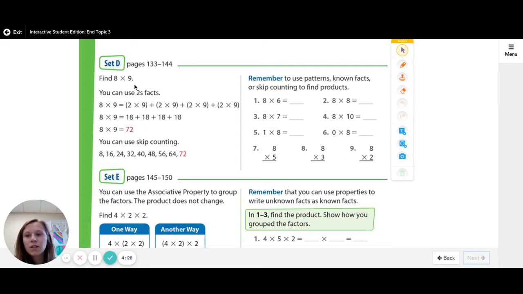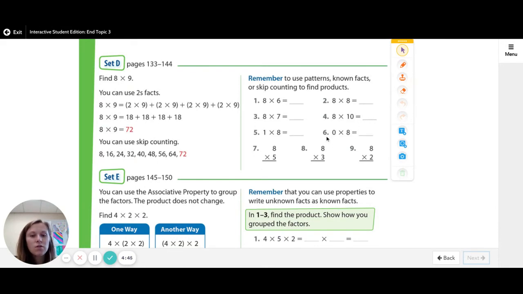At the top, find 8 times 9, so they're using 2's facts to find 8 times 9. So they did 2 times 9 plus 2 times 9 plus 2 times 9 plus 2 times 9, because 2 plus 2 is 4, plus 2 is 6, plus 2 is 8. So they're just breaking it down into easier problems to get 72. And we can also use skip counting to find 72.